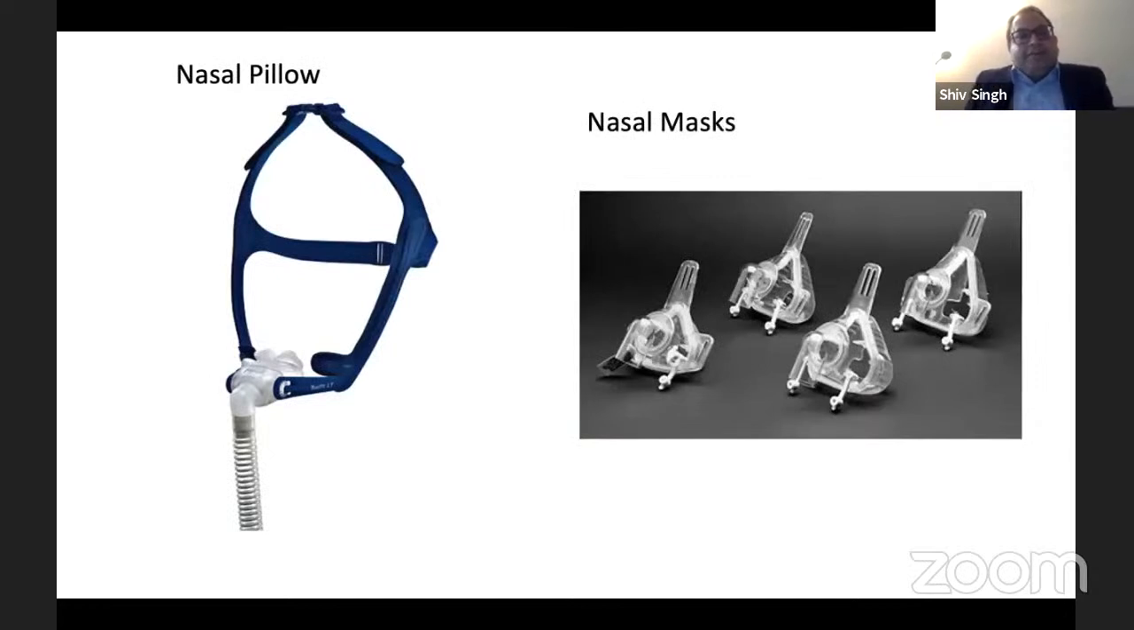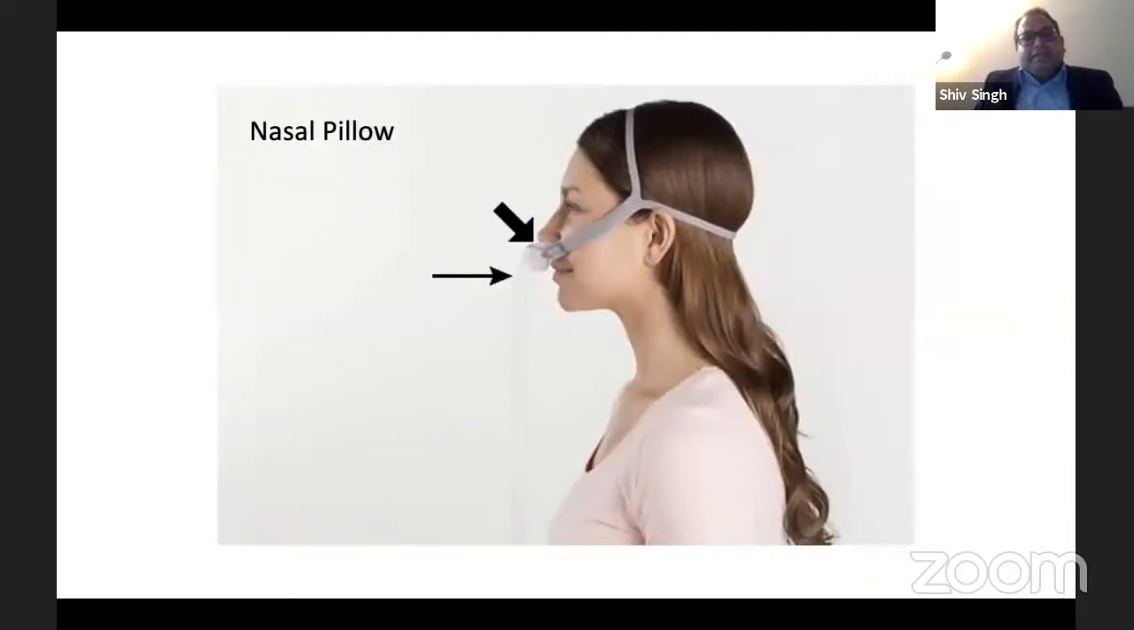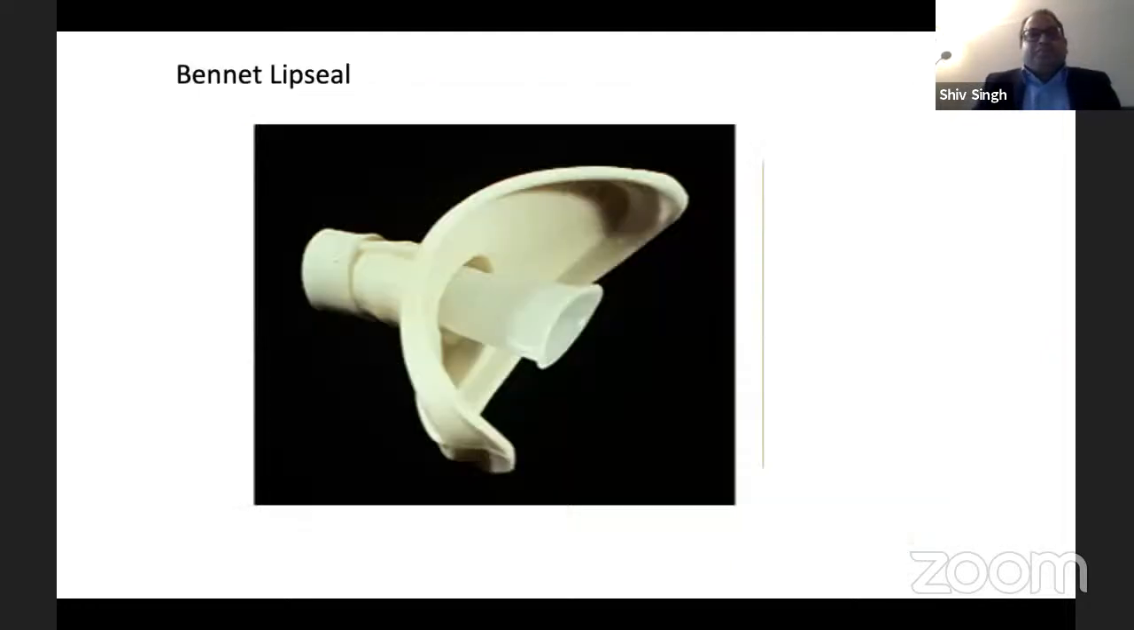On the left side, you see a nasal pillow with the straps. There can be nasal masks too. I'll show you how they are different. A nasal pillow does not cover the nose. It's just like your nasal specs with a little support. There is also a lip seal, which is used orally. I don't think anybody uses them, but if the patient doesn't tolerate the nasal pillow or nasal mask, this is another method which can be used.